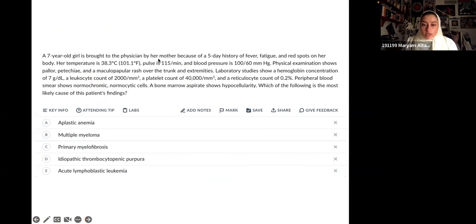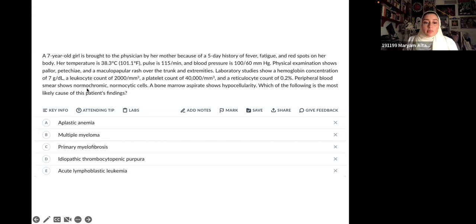7-year-old girl is brought to the physician by her mother because of a 5-day history of fever, fatigue, and red spots on her body. Temperature is elevated, pulse is high, blood pressure is normal. Examination shows pallor, petechiae, and a maculopapular rash over the trunk and extremities.